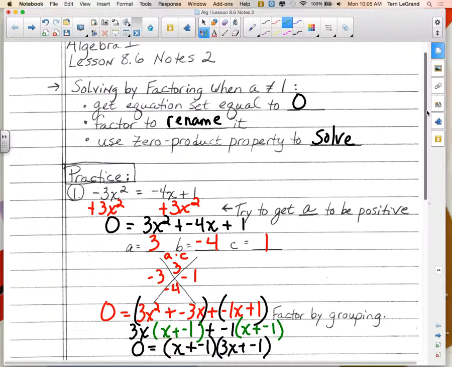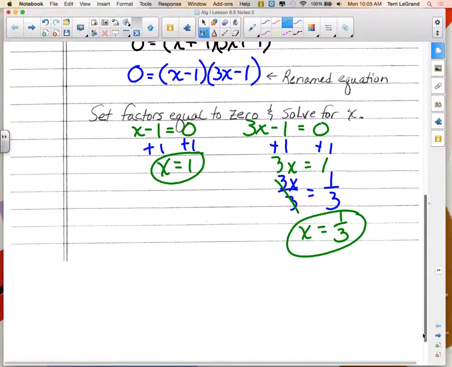We could do the 1 really easily here. 1 squared is 1, 1 times negative 3 is negative 3. 1 times negative 4 is negative 4. Negative 4 plus 1 is negative 3. We get negative 3 on both sides, so it checks out. Okay. So yes, you have to do those check problems today. Anybody have any questions about this solving when A is not equal to 1? Okay, let's go to the back side then.